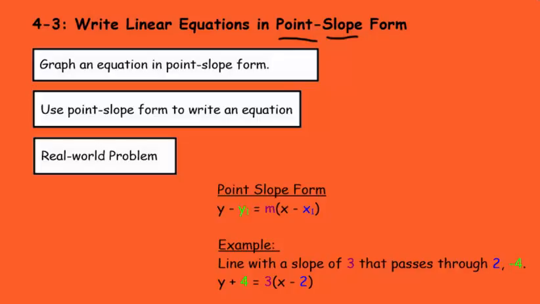So here's an example of this. We have a line with a slope of 3 that passes through 2, negative 4. If you notice, I have a point and I have a slope. Here's my point, here's my slope. So I can write this in point-slope form. I can do y minus y1, so y minus negative 4 would be y plus 4. The other point I have is 2, so it would be x minus 2, as I have down here. And you multiply the slope times the x, which is 3. And by simply plugging in 3 numbers into an equation, I now have the linear equation for this line.